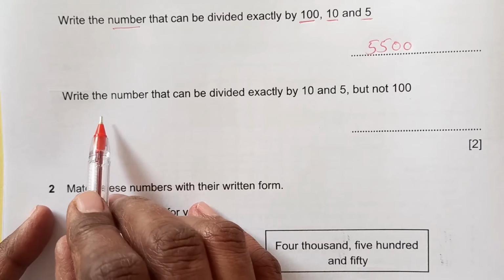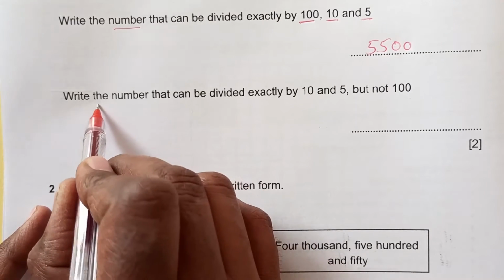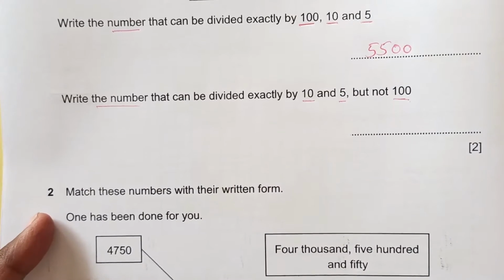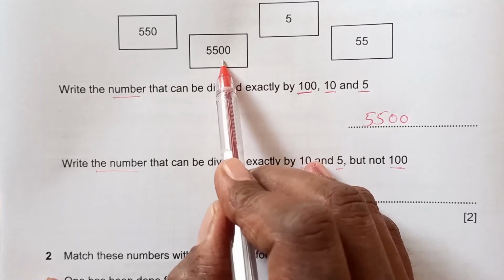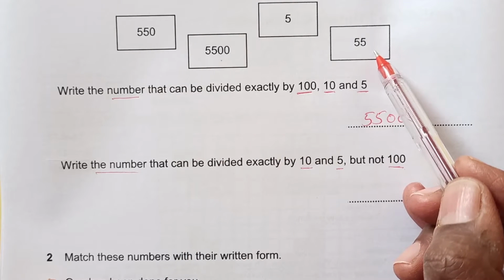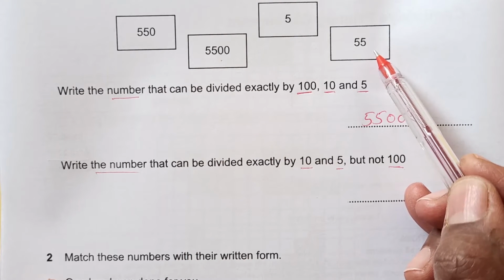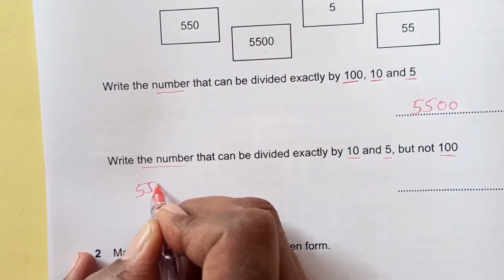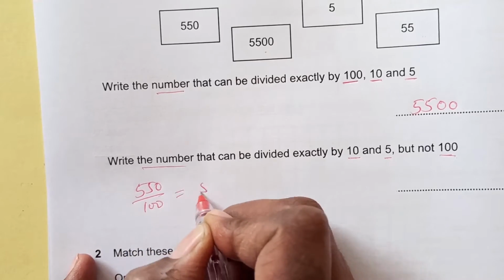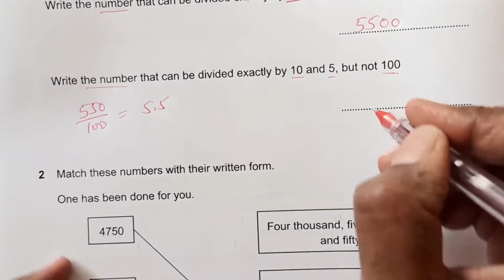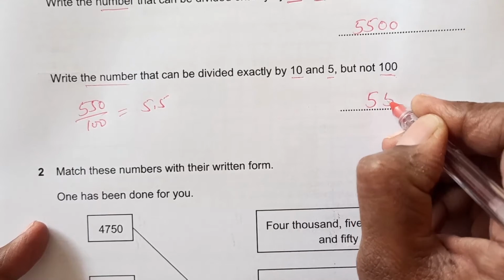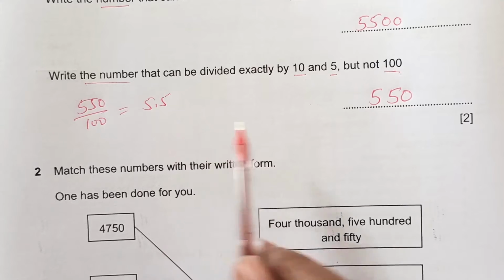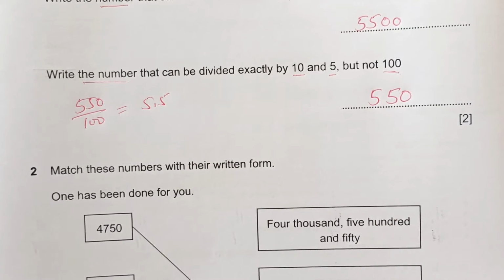Now write the number that can be divided exactly by 10 and 5 but not by 100. This can be divided by 10, this can be divided by 5, but not by 100. If you divide 550 by 100, it is going to be 5.5, so that is not an exact division. You will have some remainder there, so 550 will be the answer for this one.